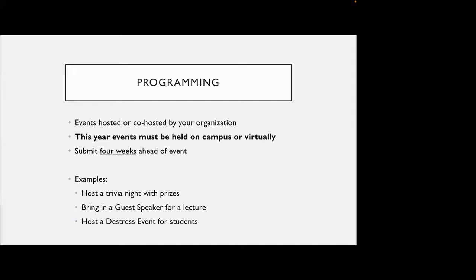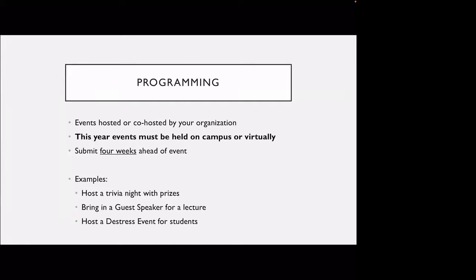So I provided a few different examples of events that you could hold. You could host a trivia night. Those are pretty easy to do virtually as well. We can bring in guest speakers. So SABC can pay for honorariums, which is like a speaking fee. Say you get a professor from another university, you really want to talk about something. They can present. We'll pay for them to come out. We pay for lodging, all that stuff. Or, host de-stress events. There's a lot of different ways you could use SABC funding.